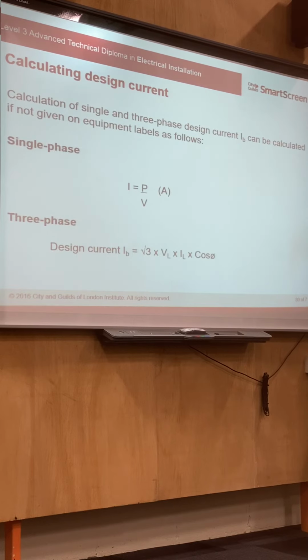So, the starting point for design always starts off with having to work out our design current. These are the two common formulas that we use for this. This can be in a single phase, where we take our power and divide it by our voltage to give us our current.